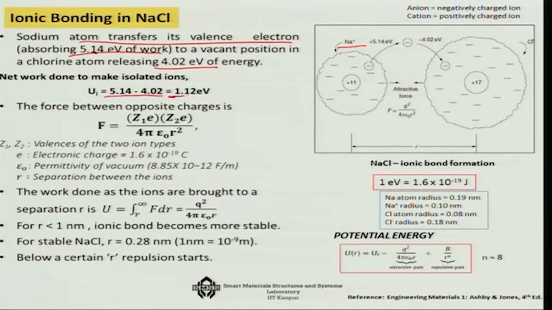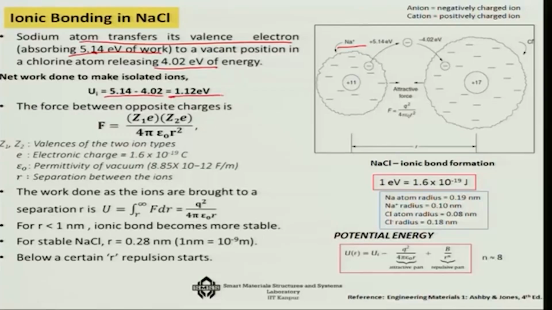So, the difference is 1.12 electron volt. That means you have to do some amount of work, even though there is an affinity. If you keep one sodium atom very far away from the chlorine, it would not be able to form the bond, because you have to supply this 1.12 electron volt in order to make this bond possible. Now, what will make this bond possible?